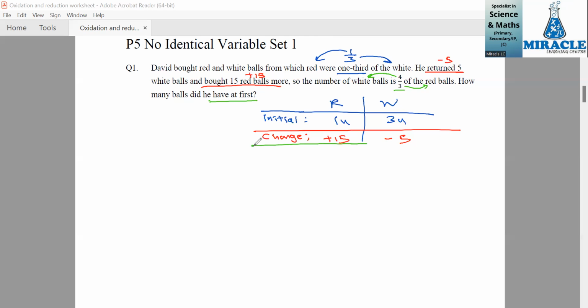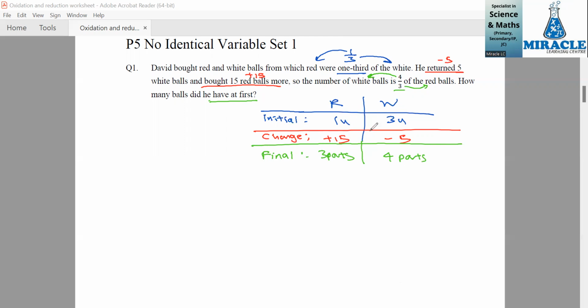And in the end, we were left with a ratio of 4 white balls and 3 red balls. So white would be 4 parts and red ball would be 3 parts. Remember not to write units for the final ratio. Okay, so now if you want to find how many balls he had at first, we would have to find the value of 1 unit.